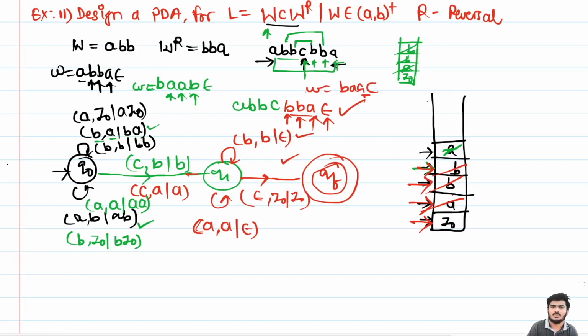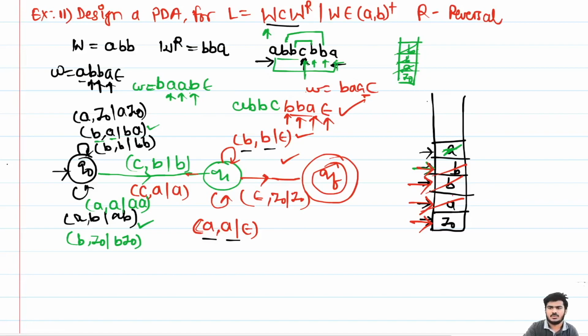In this PDA, we have observed that we are doing popping for A also and B also. Whenever the input is matching with the top of the stack, then only we can pop, otherwise we will not be able to pop. Okay, I hope you understood this.